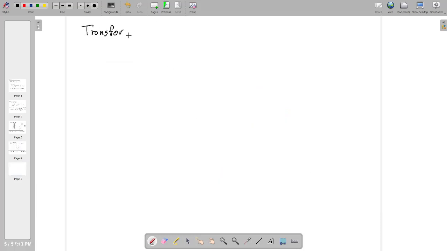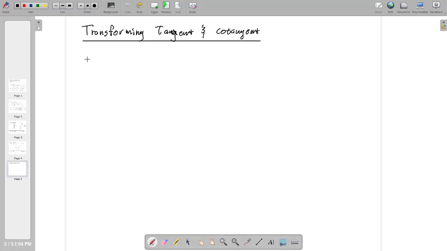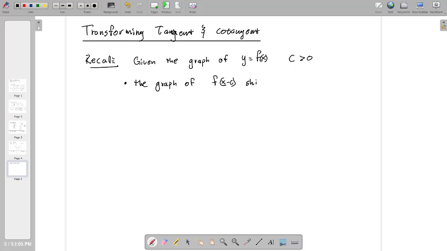All right, the next topic that I want to cover is transforming tangent and cotangent. Let's recall how we shift a graph. If we're given the graph of y equals f of x, and we know that c is greater than 0, then the following properties will shift our graphs in the following ways. The graph of y equals f of x minus c shifts the graph y equals f of x to the right c units.